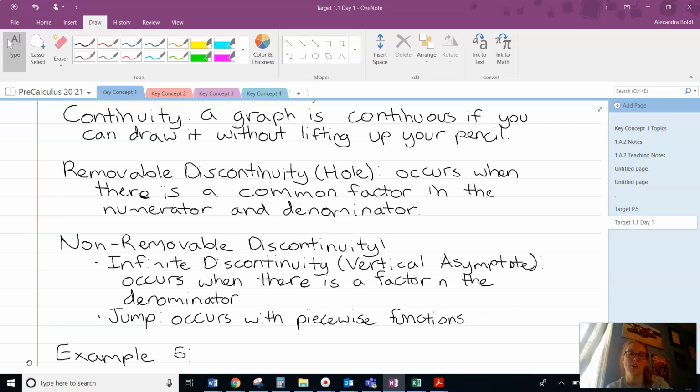There are 2 types of non-removable discontinuity. Only one we're really going to look at. The one we're going to look at is infinite discontinuity. That's the same as a vertical asymptote. So that's like that problem C up above, right? Where if it hits an asymptote, that's an infinite discontinuity. That occurs when there's a factor in just the denominator. And then a jump, it occurs with piecewise functions that we're not really going to look at that much, but just know if your graph like randomly jumps, then it's also discontinuous.